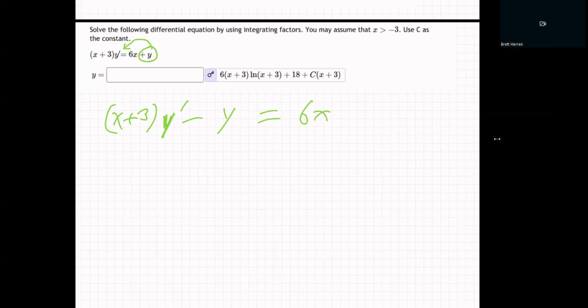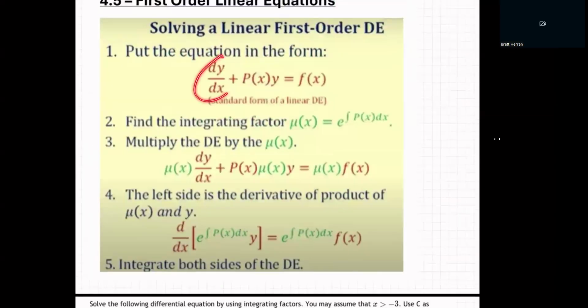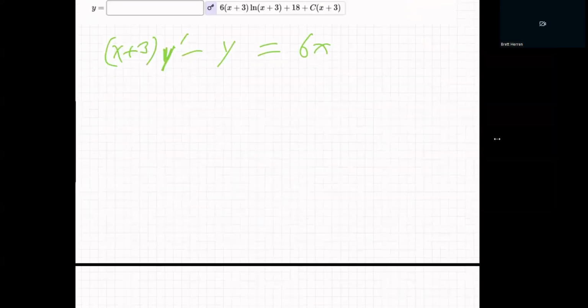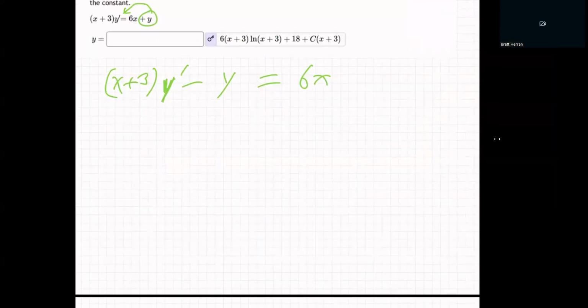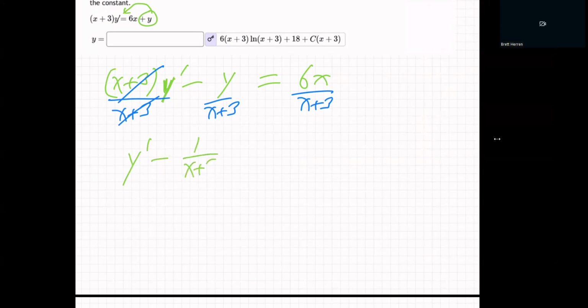Okay, so now we have to have y prime, or dy/dx, same thing, alone. It can't have anything in front of it. So I've got to get rid of that x plus 3, so I've got to divide through by x plus 3. That gives us y prime alone, minus... now I'm going to separate these just for clarity... like that equals 6x over x plus 3.